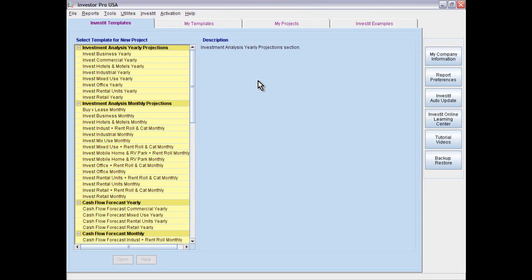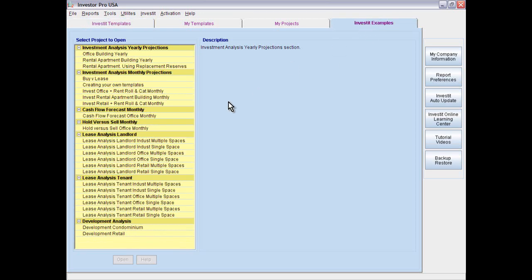I hope that gives you a broad overview of hold versus sell analysis. If you would like to open up the practice example, you open up Investor Pro, go to the examples and open up the hold versus sell analysis monthly, and you can explore all the screens. And I only showed you two reports, the net cash flow after tax and the hold versus sell crossover report. You might want to explore and look at all the reports, including the project comparison reports.